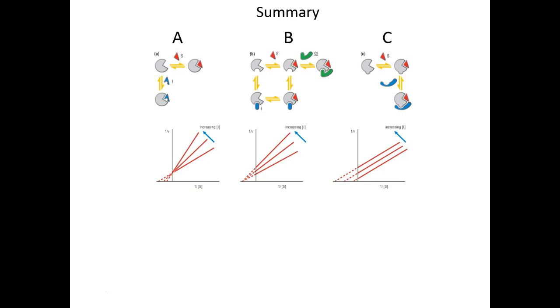So one good way to summarize all this material is actually to test ourselves. Here we have 3 schematics. On the top, we see the mechanism of inhibition. In each case, the inhibitor is present as a blue diagram, and the substrate is present as a red triangle. And on the bottom, we see the Lineweaver-Burk plots representing each of these. And so we have to ask ourselves, which of these represents a competitive inhibitor?